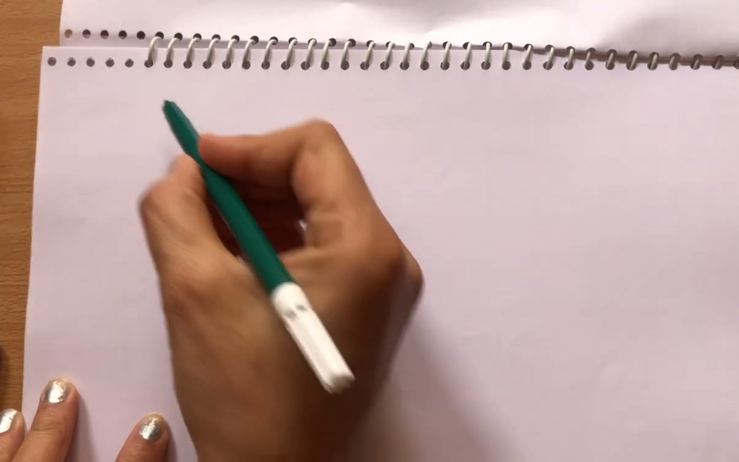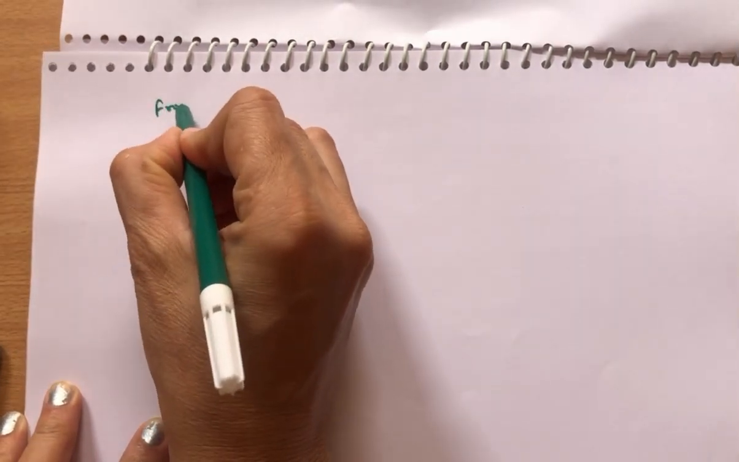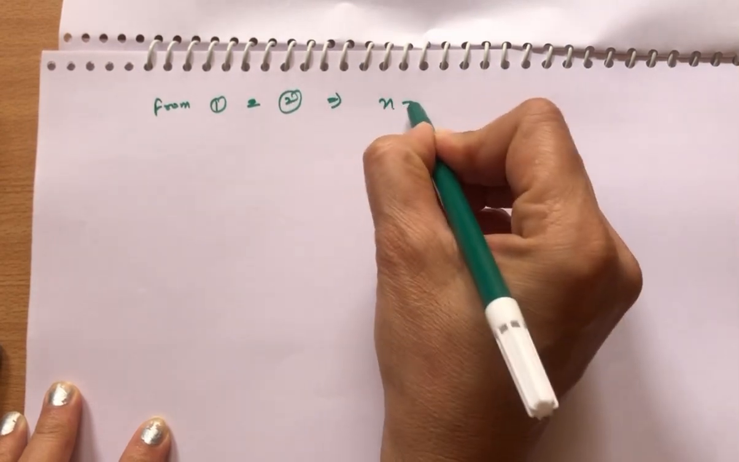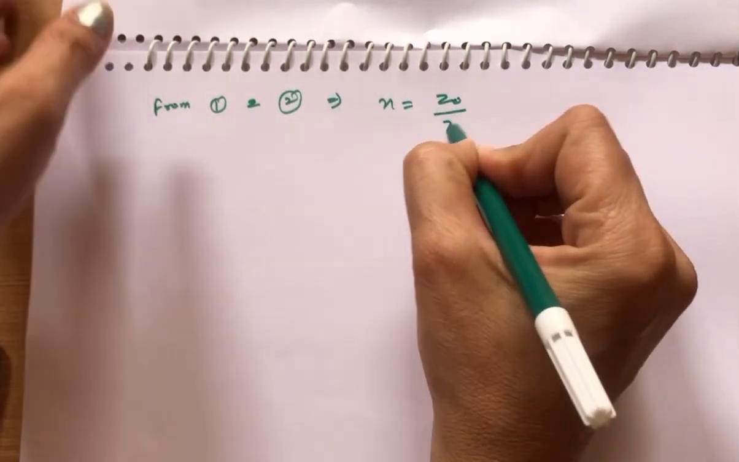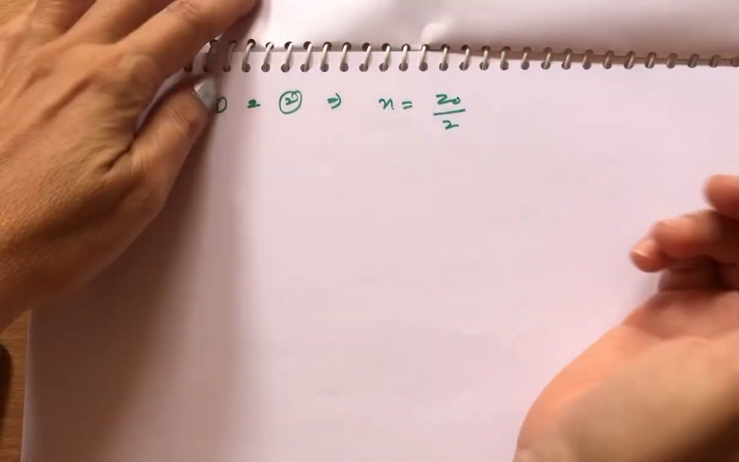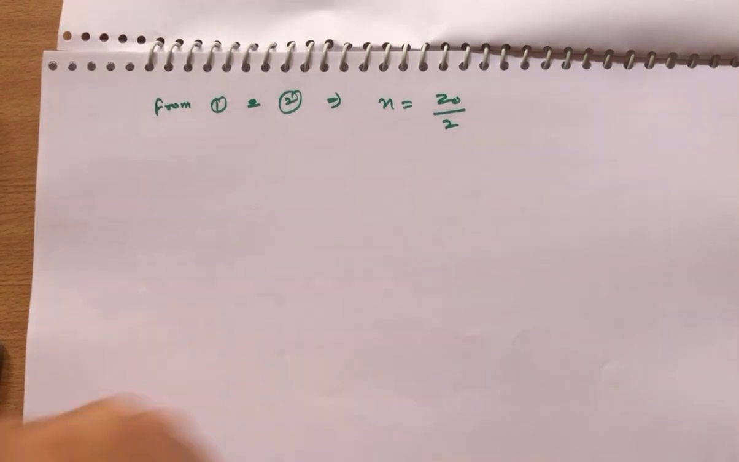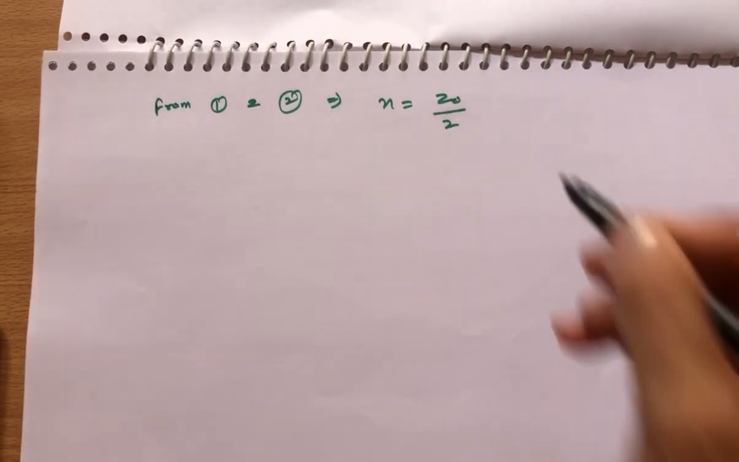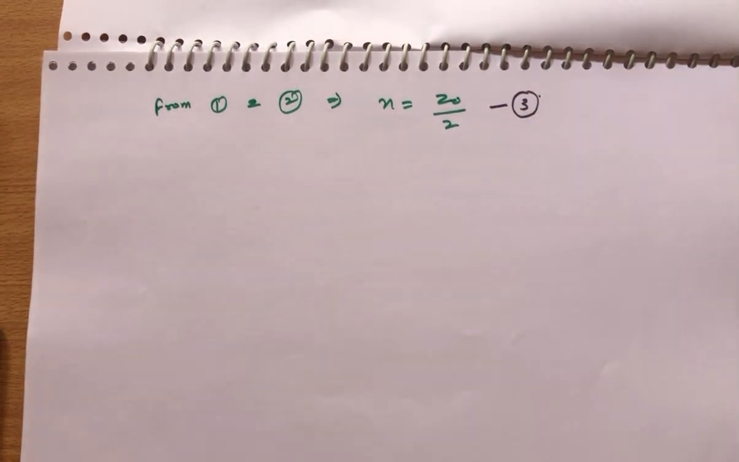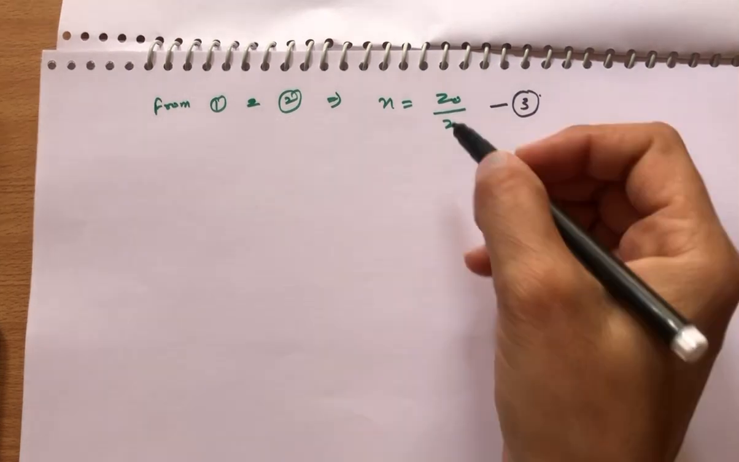So from first and second, we can write n is equal to z naught over z. Take it as equation number three. This is the relationship between characteristic impedance and refractive index for a medium.